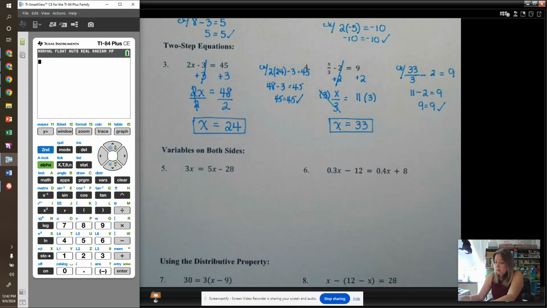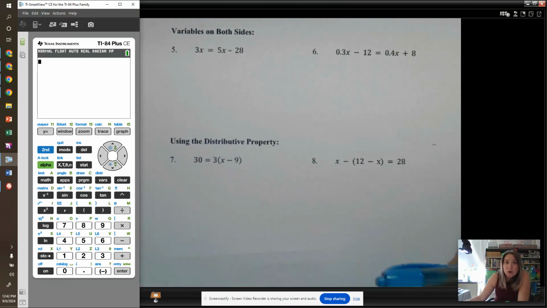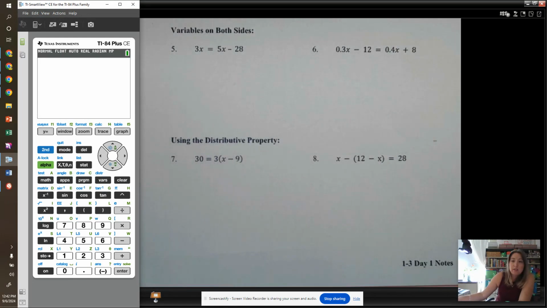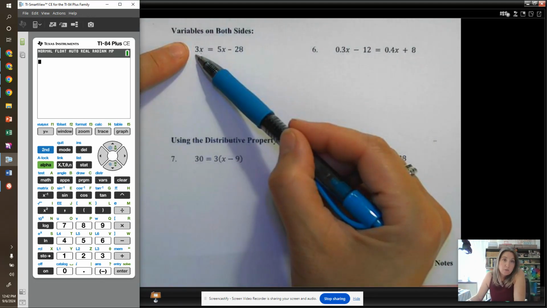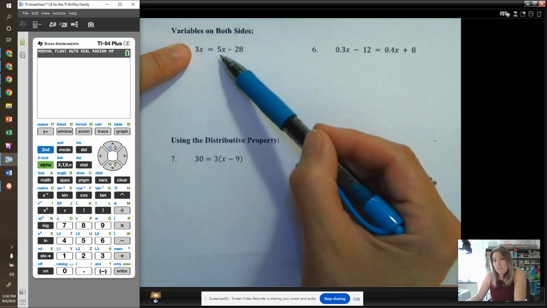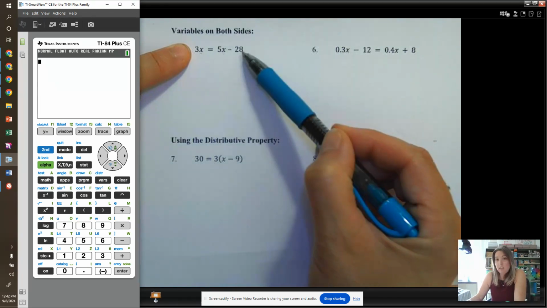Okay, now finally, variables on both sides, right? So far, we've only had numbers on one side of the equal sign, just regular old numbers. Now we're sharing variables on both sides. Now, when that's the case, look for: are there variables and numbers on both sides? In the case of number 5, this side of the equal sign has only variables. So that means the easiest path is to move these variables and leave this number.